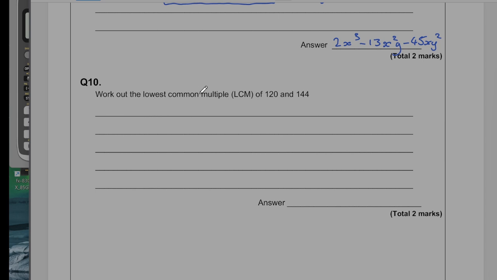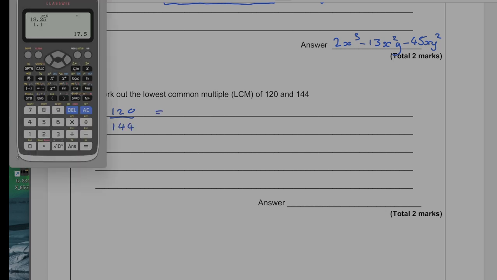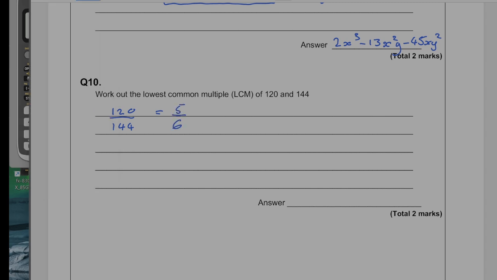Okay, work out the lowest common multiple, or LCM, of 120 and 144. So on a calculator paper, I would do it like this. I put the smaller on top, larger on the bottom, and my calculator will cancel this down for me. So that's the same as 5 over 6. What it's cancelled down by is the highest common factor. And then you can find the lowest common multiple by timesing the numerator of one by the denominator of the other, or the denominator of the other by the numerator of the other. And they'll give you the same value.